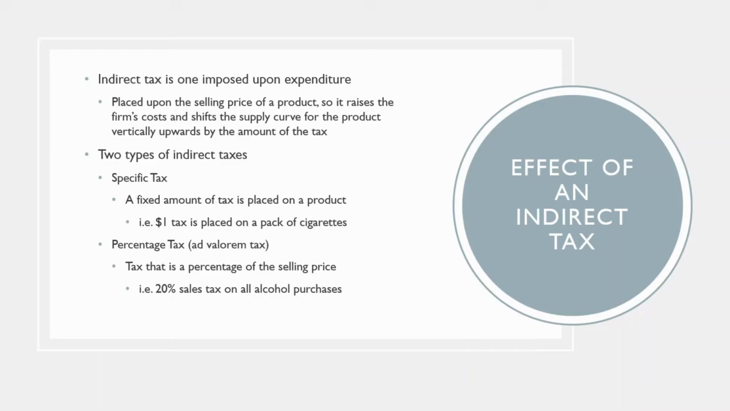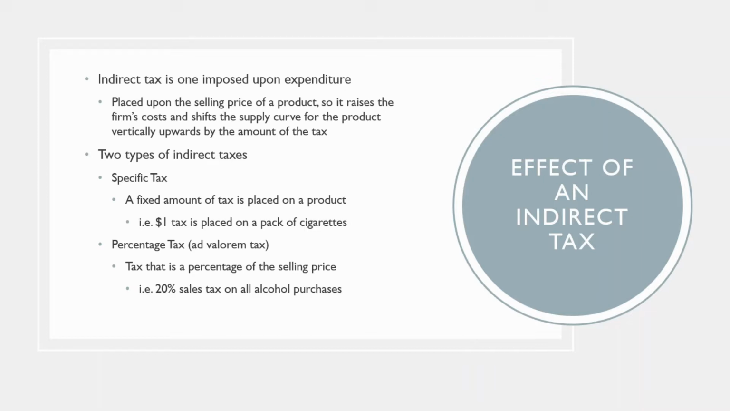We're going to first talk about indirect tax. When we're talking about taxes, we're talking about this from the microeconomics perspective. This is placed on the selling price of a product, so it raises the firm's cost, and it will shift the supply curve to the left based on the amount of the tax. This will also impact consumers.